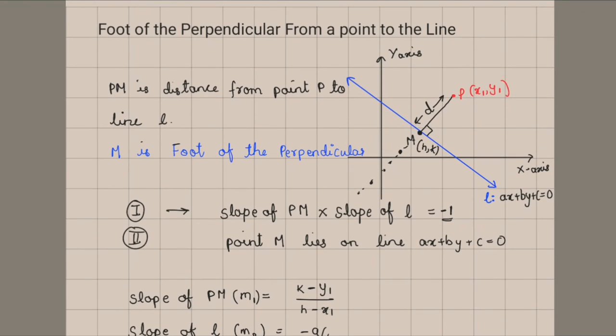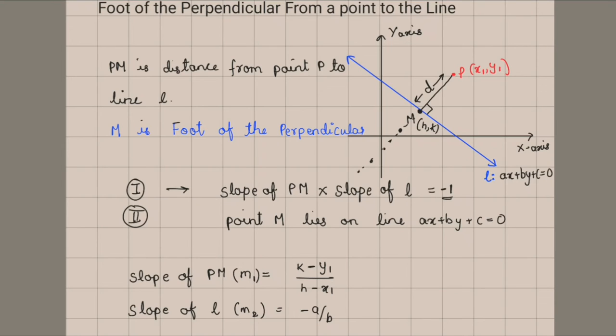To approach a problem, there will be different ways, and we have seen one of the ways here, which is solving these two equations. One is the slope of PM and the slope of the line, their product equals minus 1, and the point M lies on the equation L. And there is another way.